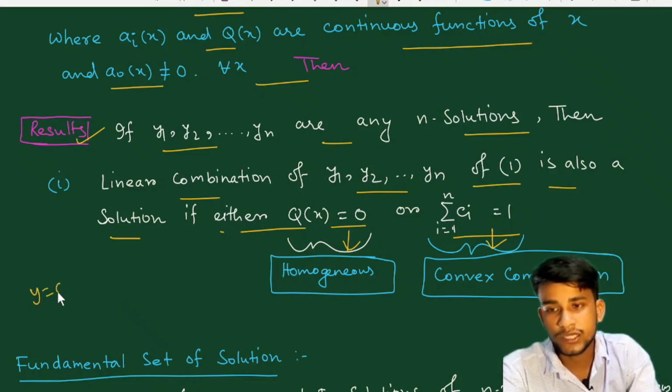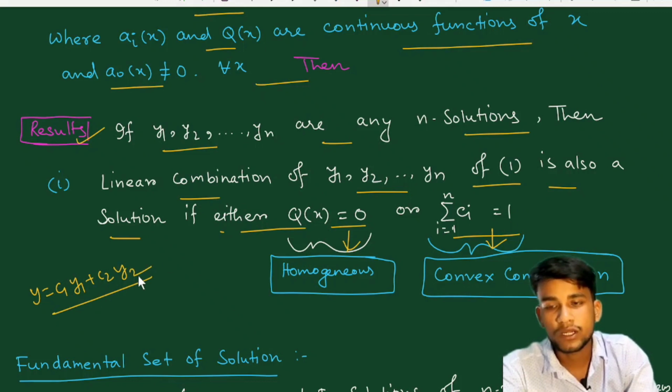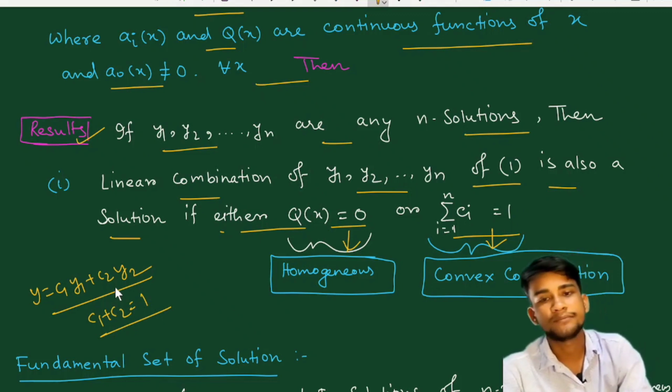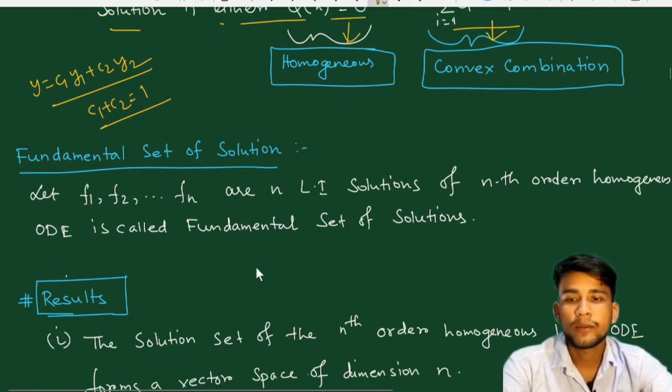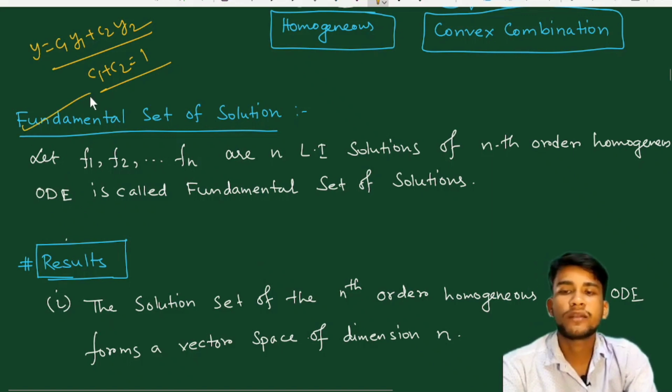Suppose we take y equal to c1 y1 plus c2 y2, then this is a solution if c1 plus c2 is equal to 1. Okay, this is the condition. Now, fundamental set of solutions. What is the fundamental set of solutions?